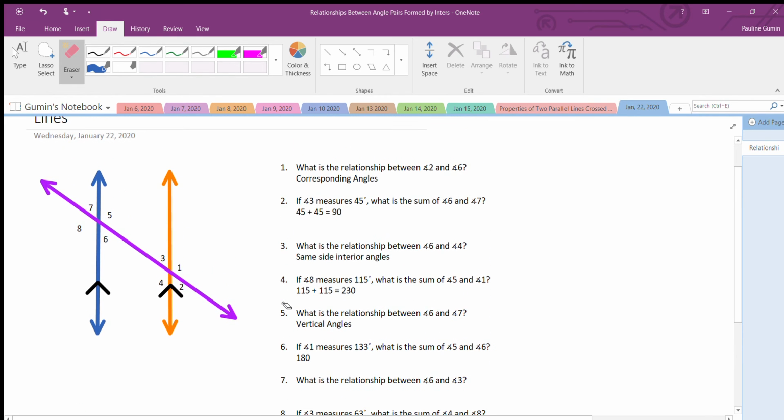All right, number 7. What is the relationship between angles 6 and 3? Well, 6 and 3, they're across each other on this transversal, so they're alternate because they're on different sides. And they both happen to be inside of our parallel lines. Alternate, interior.